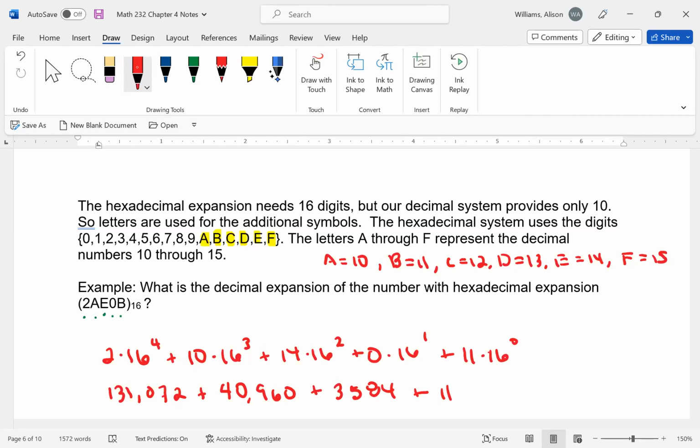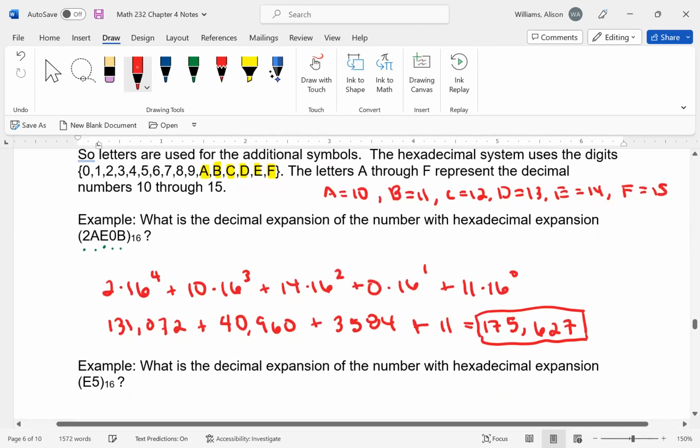131,072. Okay, putting it all into my calculator, I am getting 175,627. Oops. Wait, I did not get that. Oh, wait. No, I did get that. Okay, good. Sorry. I have the correct answer and I copied the correct answer, but then I checked my calculator and it wasn't matching. But they did. I just forgot to add the 11 at the end. Cool. All right. So there you go.